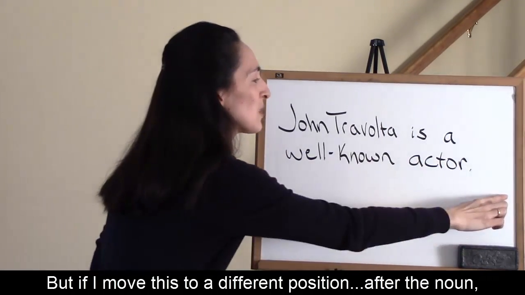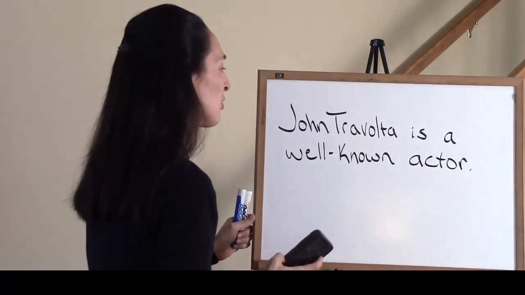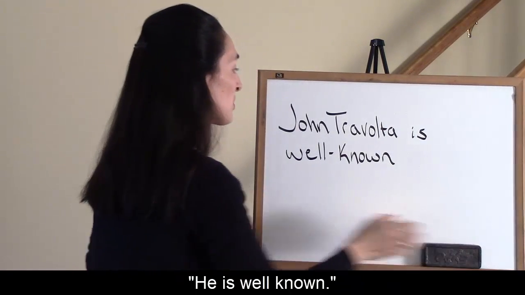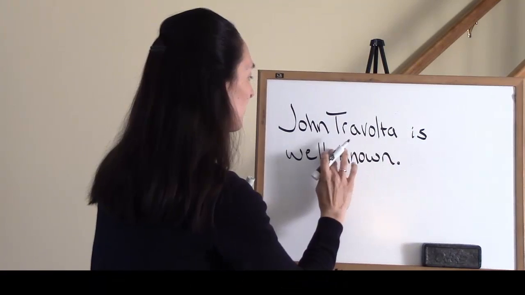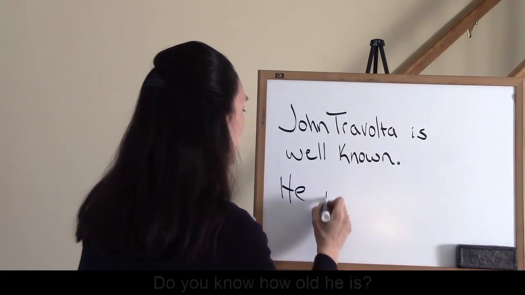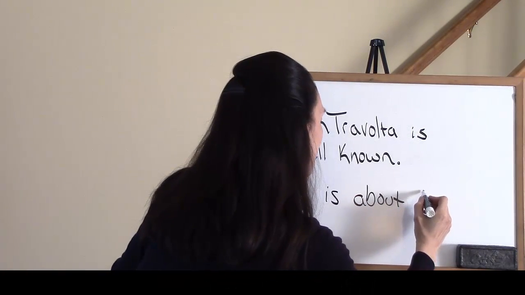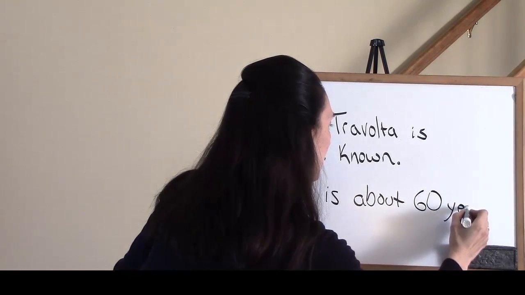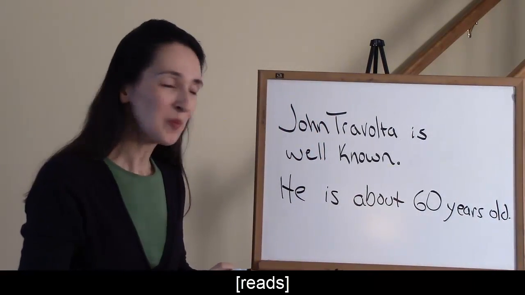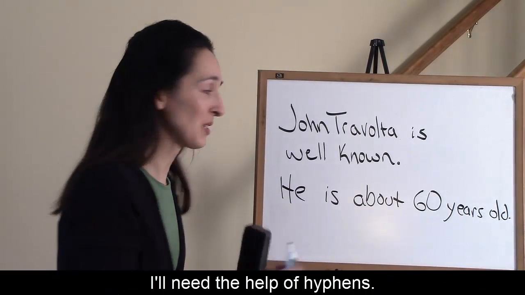But if I move this to a different position after the noun, it will lose its hyphen. Watch. John Travolta is a well-known actor. John Travolta is, actually let's take actor out and just say he is well-known. Okay. It's similar to ages. He is, do you know how old he is? About... He is about 60 years old. If I take this and form a modifier before a noun, I'll need the help of hyphens.